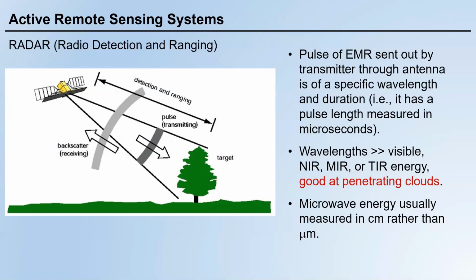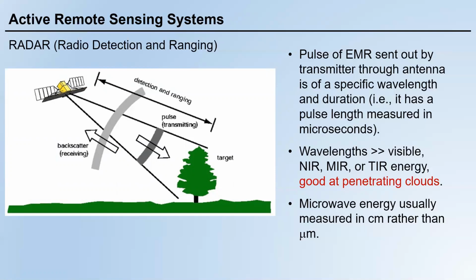Of course, you need other parameters, for example, time. Accurately measuring time is very important for radar and LIDAR. You use time, the speed of light, and the angle and elevation of the satellite. All these parameters together, you can calculate the distance between the satellite and the target. And the wavelength used by a radar system is obviously longer than visible, near infrared or infrared energy. The advantage of using long wavelength microwave is that this part of the spectrum is pretty good at penetrating clouds.